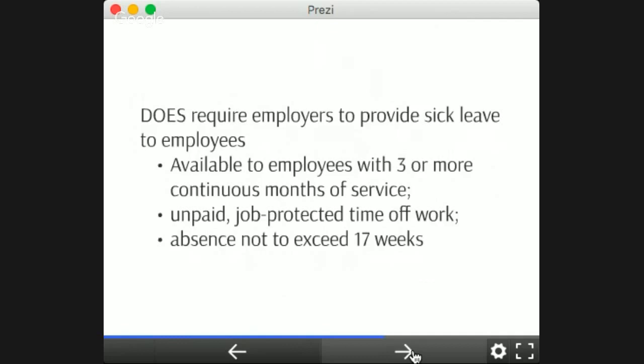And the employees are entitled to sick leave only after they've worked for 3 months of continuous service. So there's a bit of a probationary period, if you will, that's built into that. Like the Employment Standards Act, it is job protected leave, so it means that the employee can take the leave without any actions coming against them. And also like the Employment Standards Act, it is unpaid, so there's no requirement for an employer to pay for the leave.